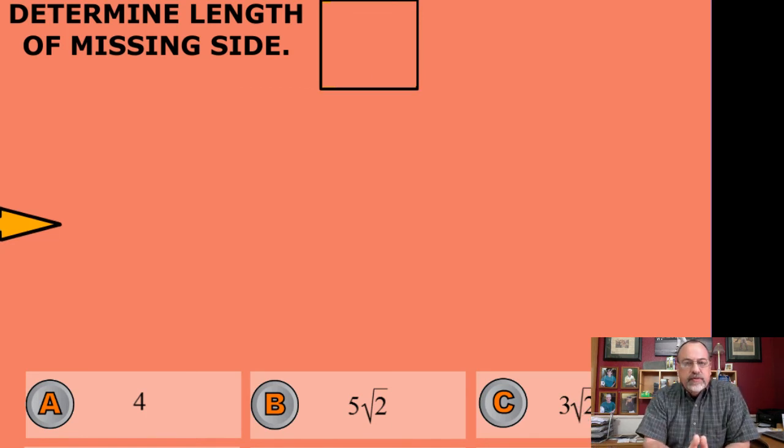So those are the properties of a 45-45-90 triangle. And in the next lesson, we'll look at the properties of a 30-60-90 triangle.